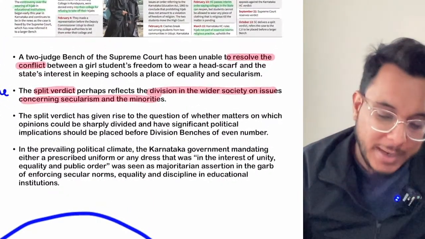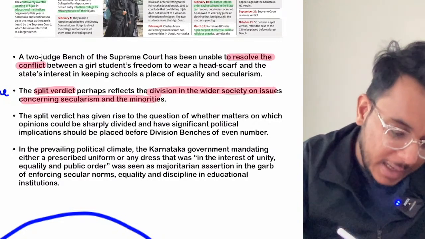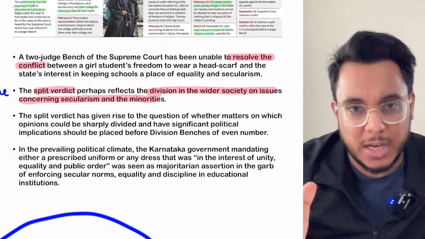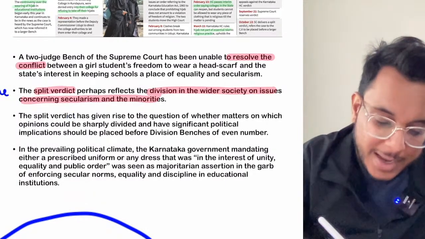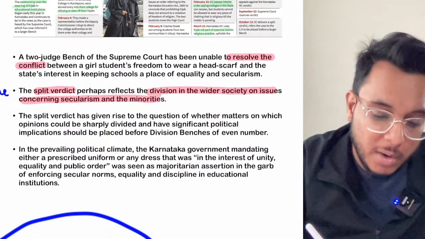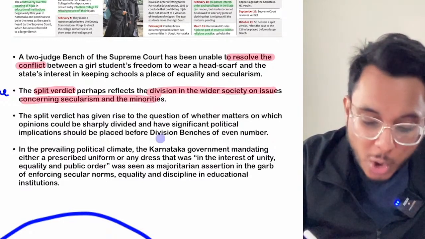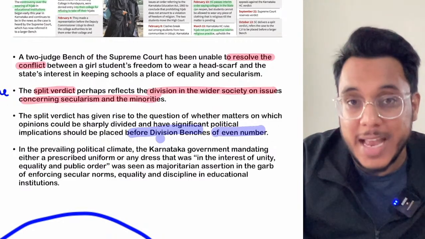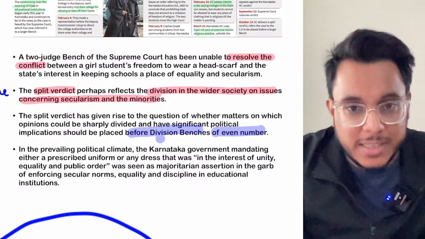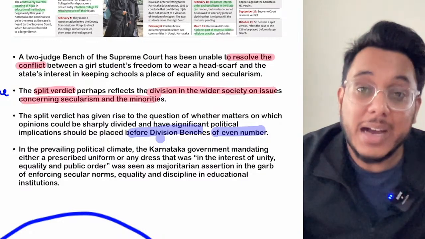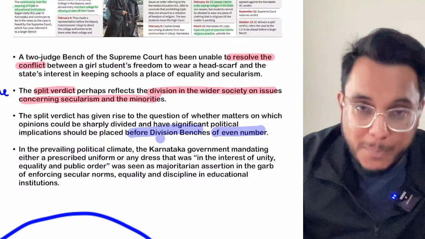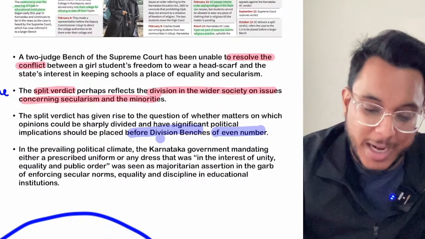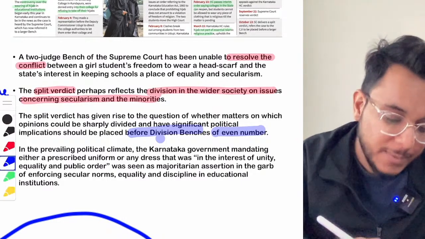Now one more critical point I want to raise here is that this matter is such a matter where the society is deeply divided. So why was it not thought that this matter should be placed before a bench having an even number of judges? If there is an even number of judges, obviously there is a possibility that a split judgment can come. So the case should have been placed before a bench having an odd number of judges, so that the matter could have been settled.